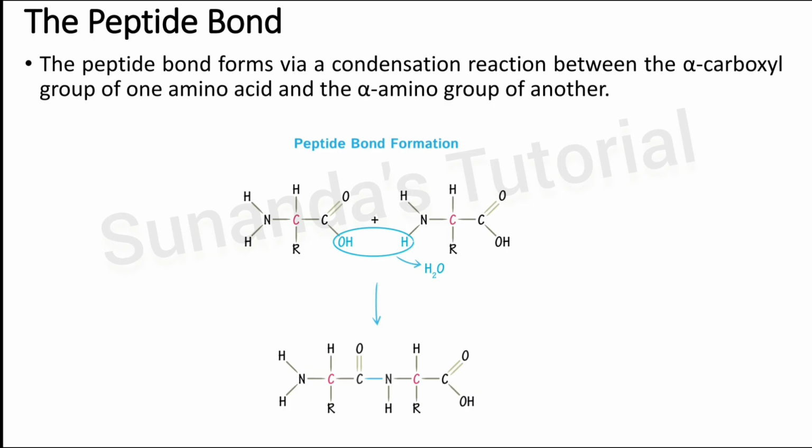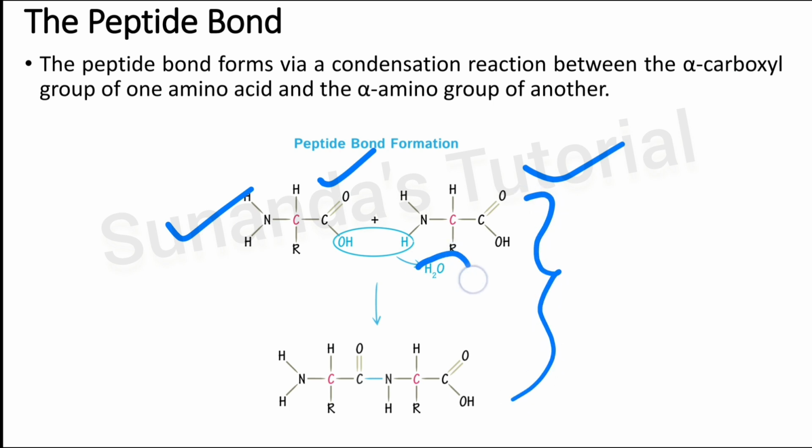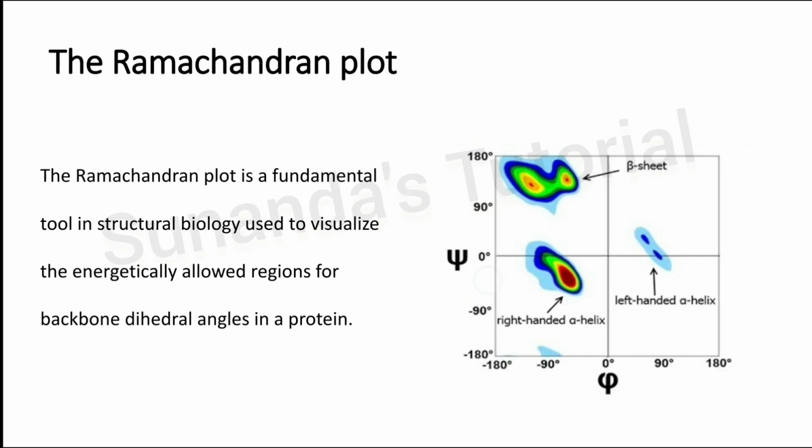Now, the peptide bond. The peptide bond is formed during protein formation, during protein manufacturing. A peptide bond is formed between 2 amino acids, from the carboxyl group of one amino acid to the amino group of the next amino acid. During this peptide bond formation, one water molecule is removed. And finally the peptide bond is formed.